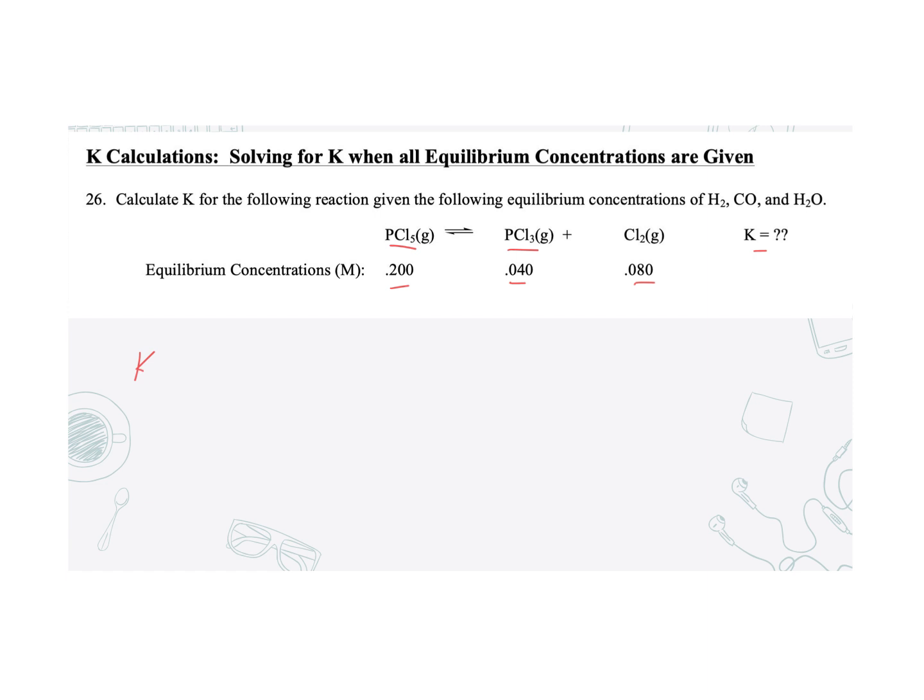Firstly, we write out the expression. K is equal to the concentration of PCl3 times the concentration of Cl2 divided by the concentration of PCl5, right? Products over reactants. This is equal to 0.040 times 0.080. Again, units don't really matter here because they all cancel out. Divided by 0.200. And here we get the equilibrium constant is 0.016, so the reaction would prefer to go to the left versus the right. And so that's quite a simple example that we've seen so far.